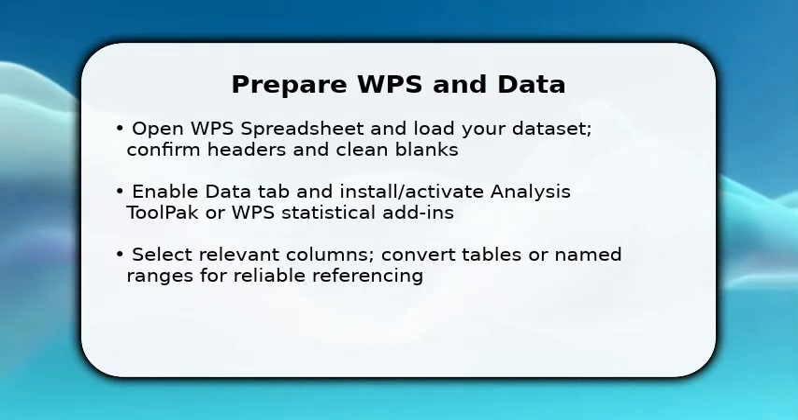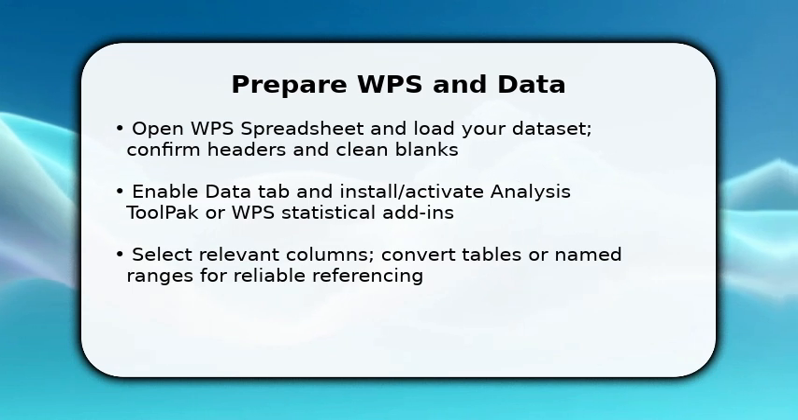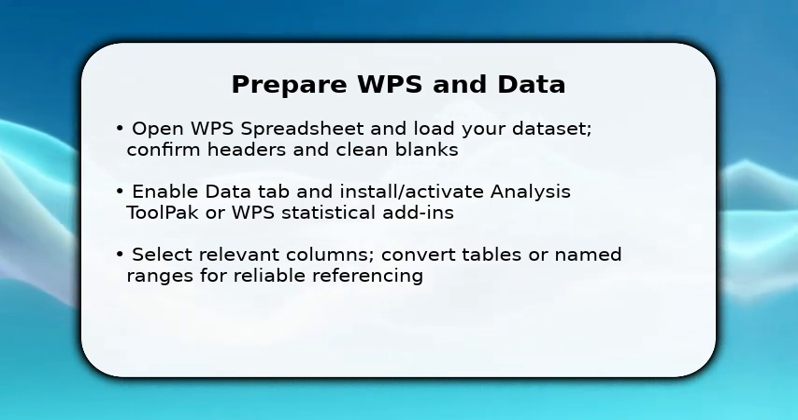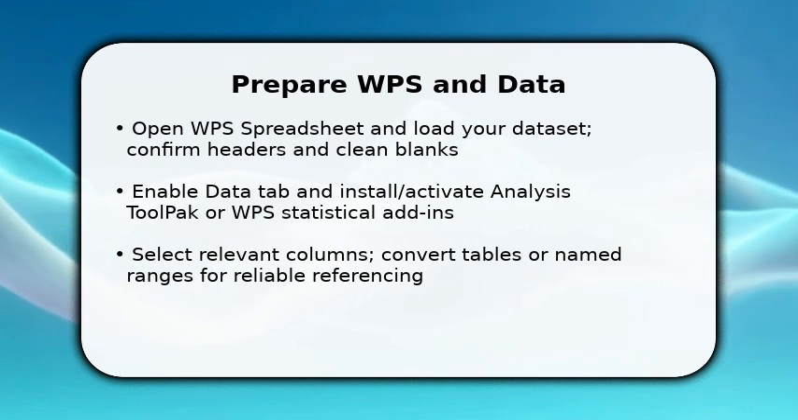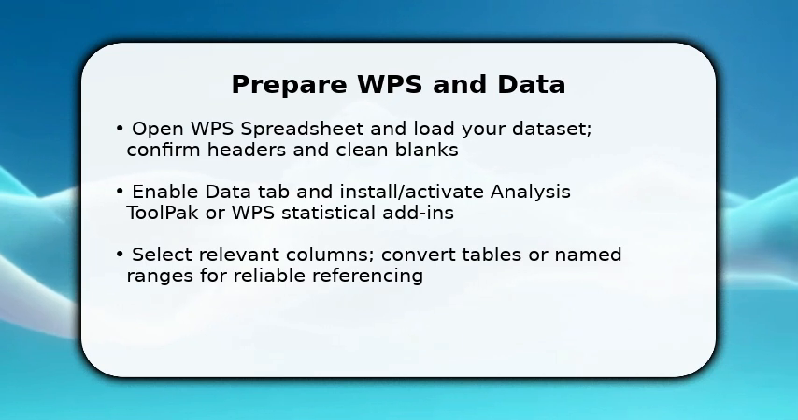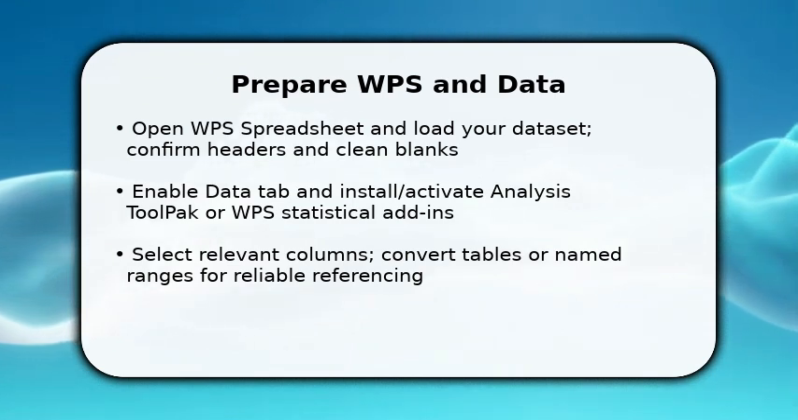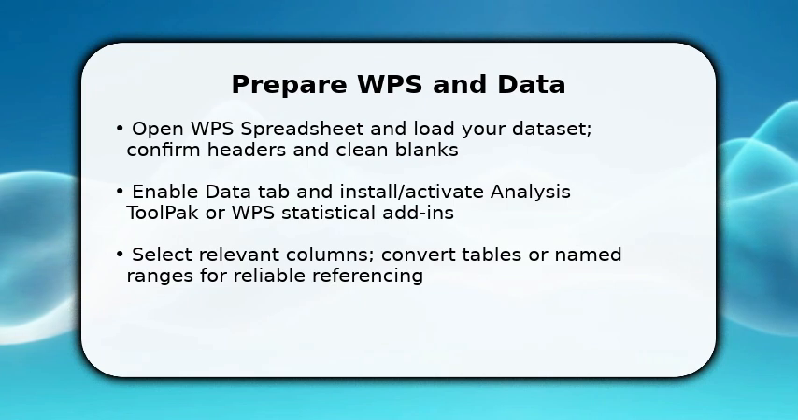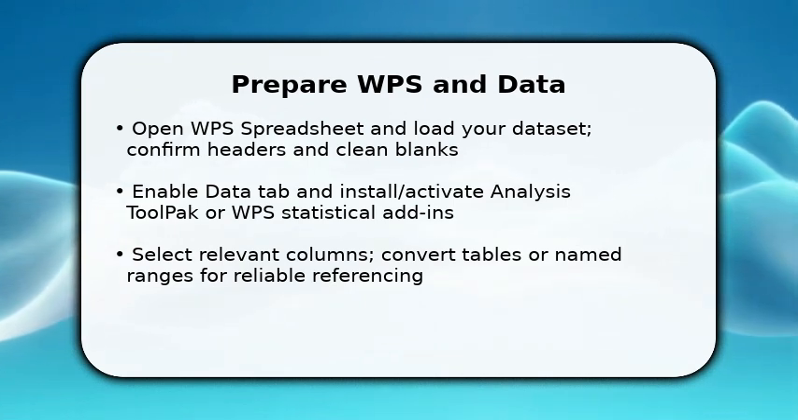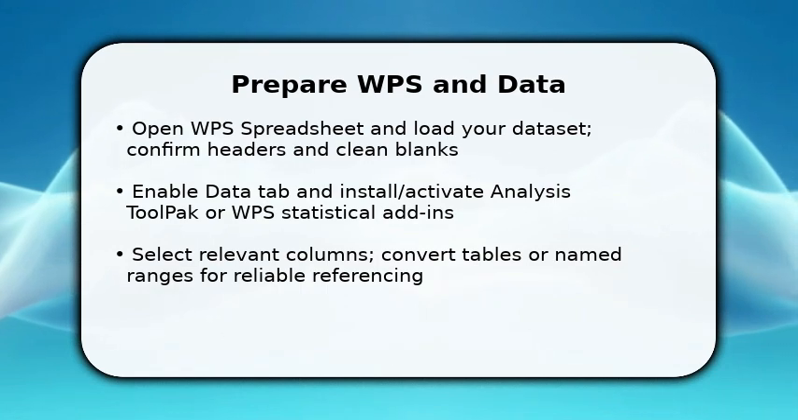You start by preparing WPS spreadsheet and your dataset so analysis is accurate. Once opened, make sure the Data tab and the Analysis Tool Pack or WPS Statistical add-in are enabled. This gives you the tools you need. Next, clean obvious issues. Remove blank rows, check headers, and convert the range to a table or named range so formulas and tools target the right cells. After that, select the columns you plan to analyze and move straight to the data analysis options.